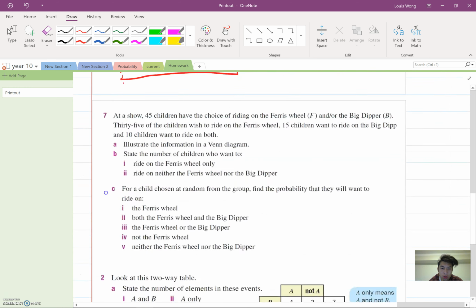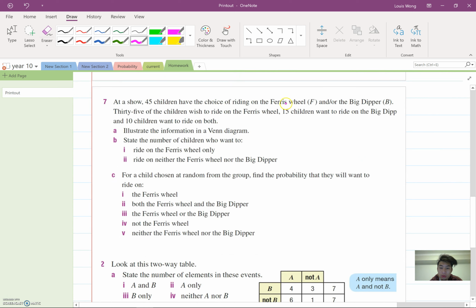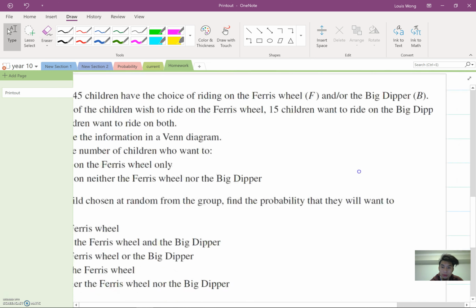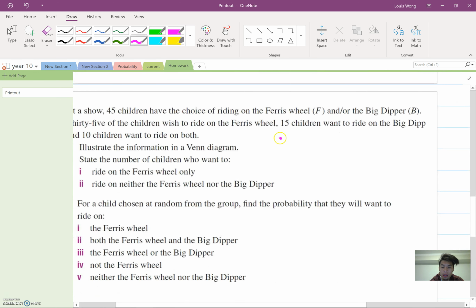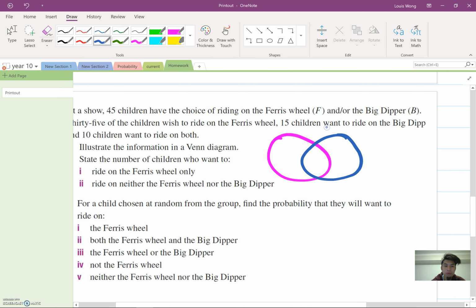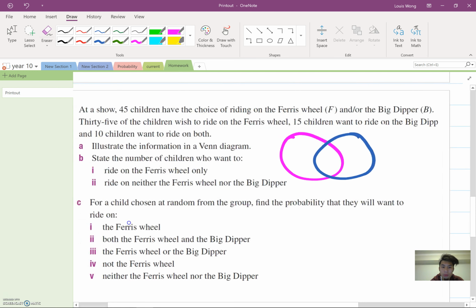At a show, 45 people have a choice of riding a Ferris wheel or the Big Dipper. 35 of them wish to ride a Ferris wheel, 15 want to ride the Big Dipper, and 10 want to ride both. Let's illustrate the information on the Venn diagram. I'm going to do this really quickly. So, circle, circle. Okay, what numbers can I put in there?